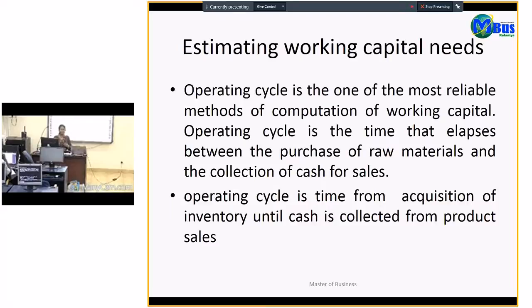Please read chapter 26 of Ross Westerfield, right? I based this topic on the same chapter. Ross Westerfield, you have that, right? We have uploaded the book in the LMS.